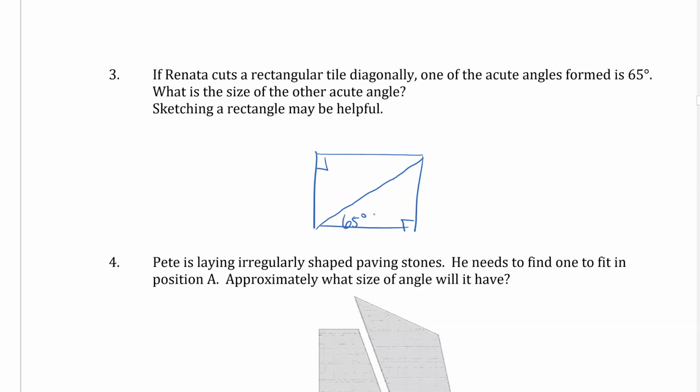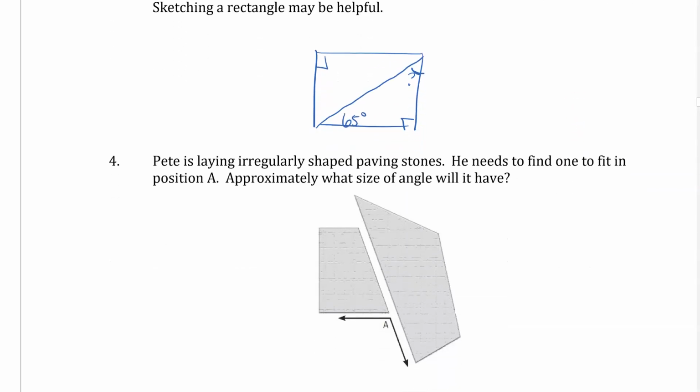Then the question is, what's the size of the other angle? So what's this angle? So it's that idea of a right triangle. The two angles are complements. So I think you can do that.